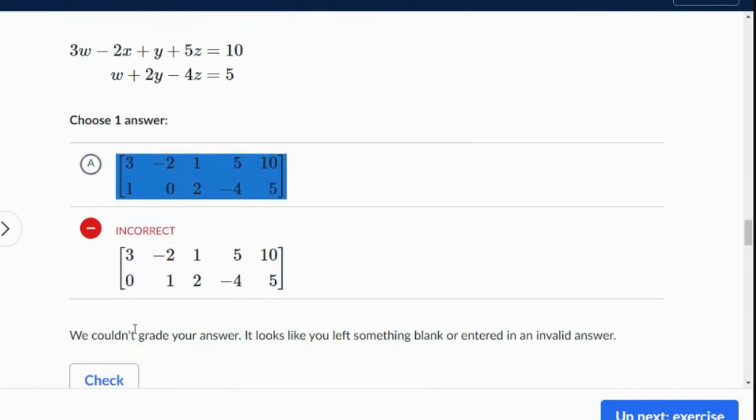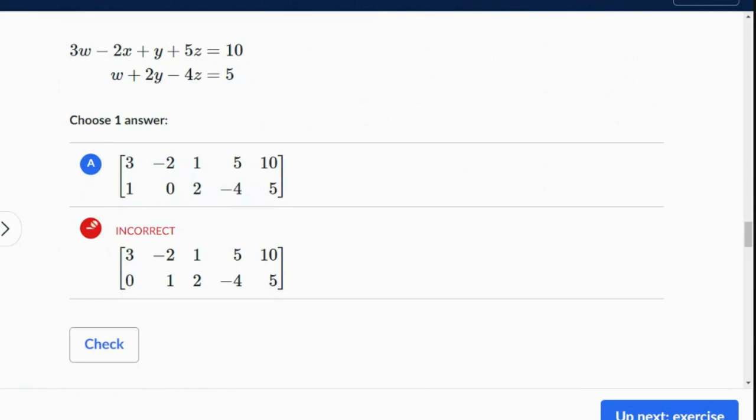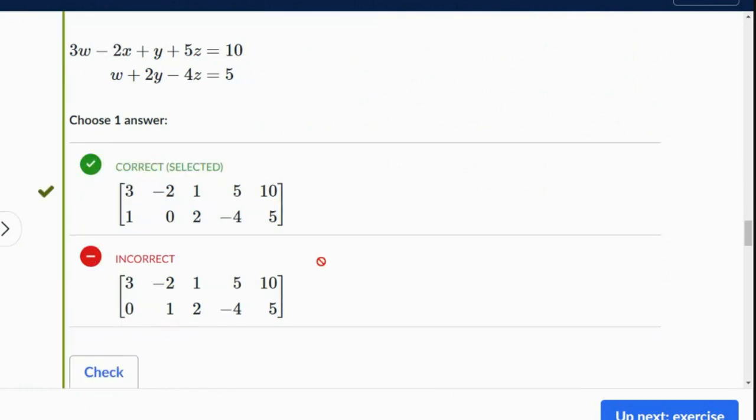So we'll hit it. Oh, it didn't have me check it. There we go. So remember, these matrices' columns each represent a variable. This represents W's. This represents X's. This represents Y's. This represents Z's. So those numbers should match up with the coefficients. 5 and -4 are the Z's. The constants out here are 10 and 5. So be careful. Look at the variables and know which column is missing. There's no X, so -2 is in one, but 0 is in the other.